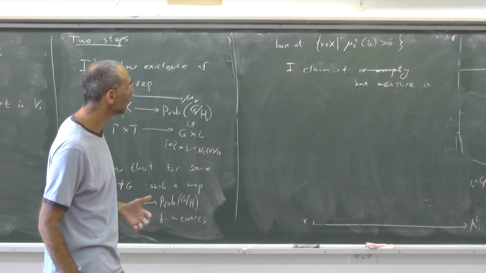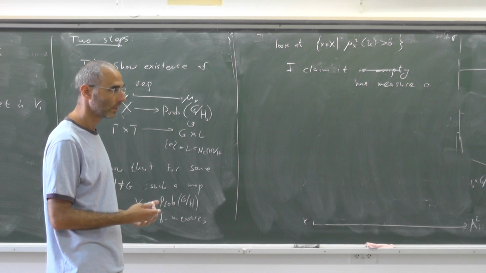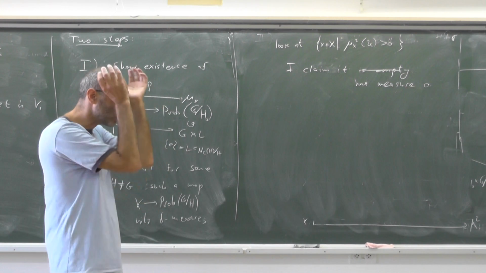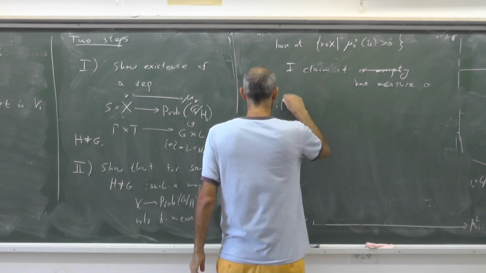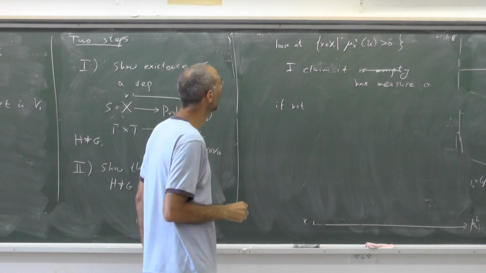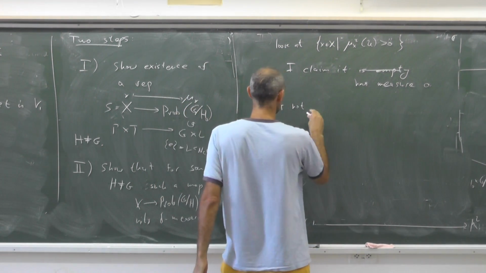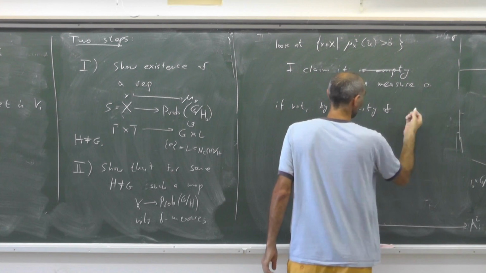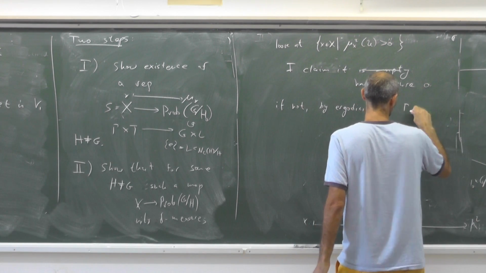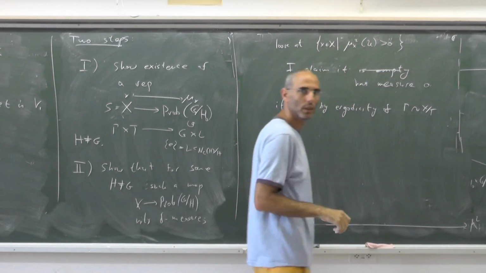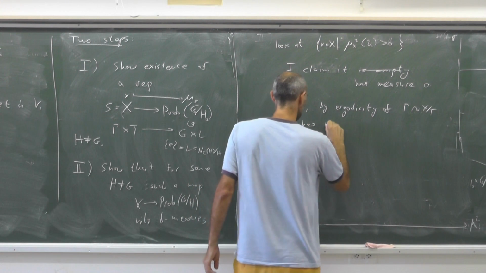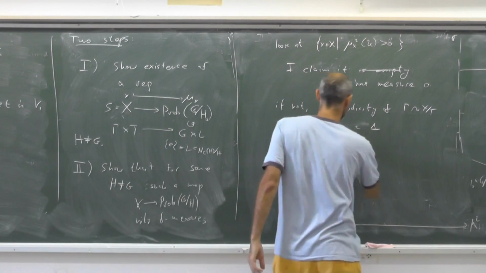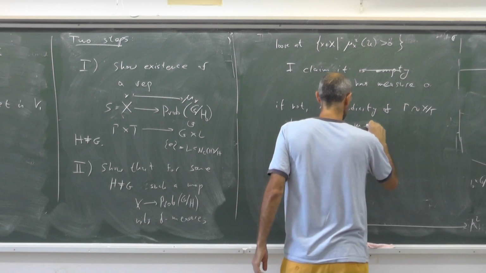And why? Let me explain. If it does charge, then okay, now I want to restrict again to one orbit. If not, by ergodicity of Gamma on X mod T, everything is defined modulo T. It has measure 1, or full measure, or everything.